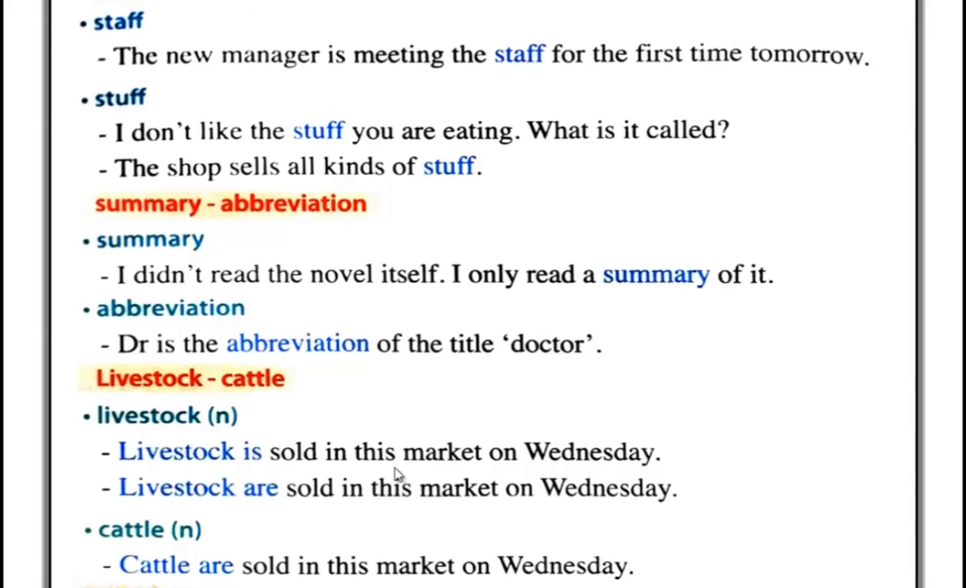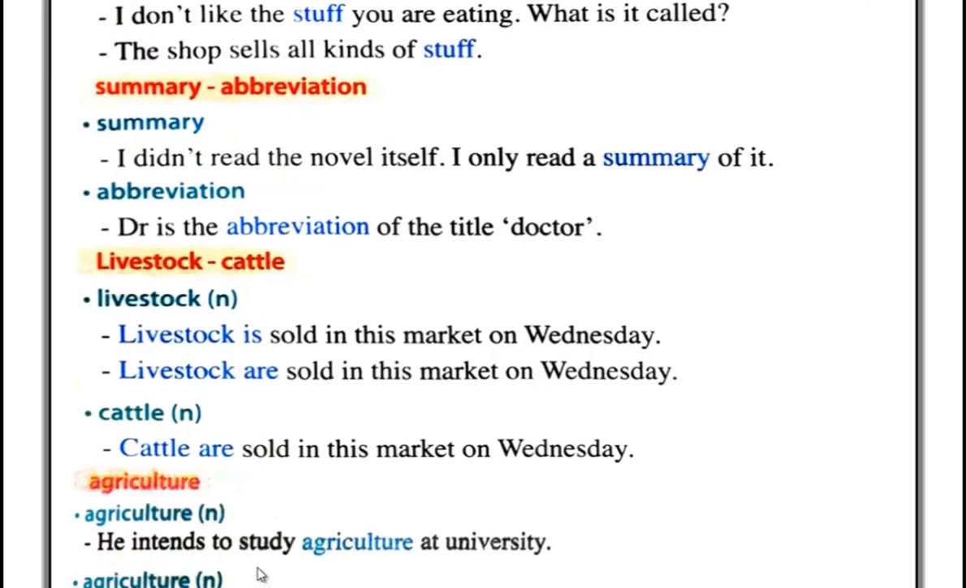Livestock is sold in this market on Wednesday. Livestock, you see here, cows, sheep, the animals that the farmer has. Livestock are sold in this market on Wednesday. So you can say is or are. As for cattle, it is plural only, followed by a plural verb. Cattle, cows and sheep, animals, are sold in this market on Wednesday. So pay attention to singular and plural.